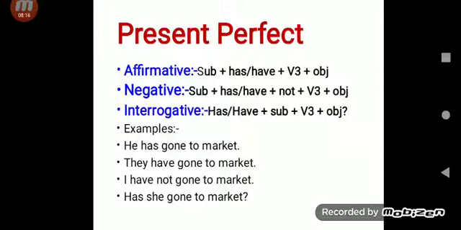Let's start with its structure. Affirmative: subject plus has/have plus verb's third form plus object. Negative: subject plus has/have plus not plus verb's third form plus object. And the interrogative is has/have plus subject plus verb's third form plus object plus question mark.